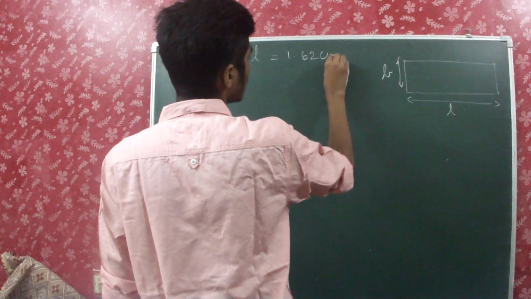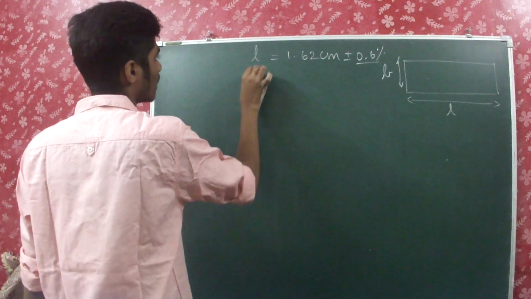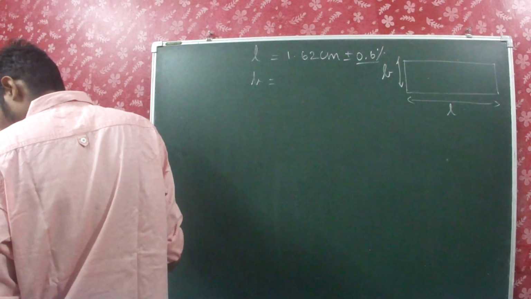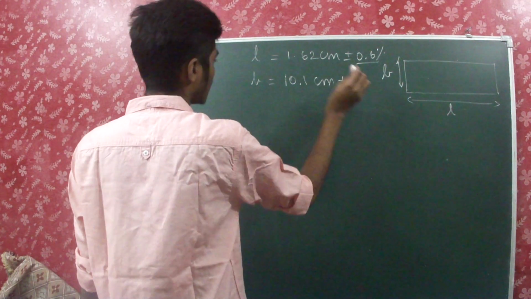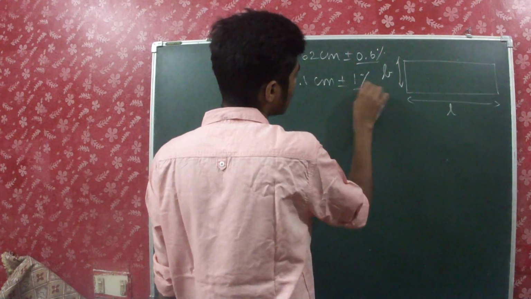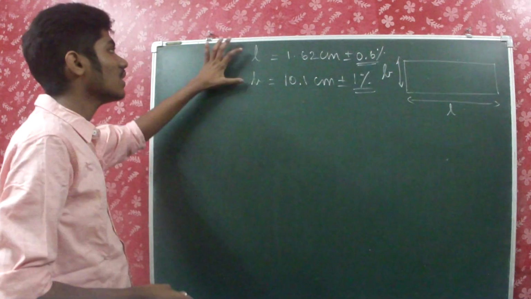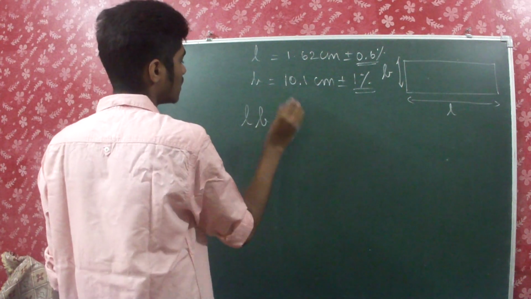plus or minus 0.6%. That is, this much amount of percentage error is there. And B is equal to 10.1 centimeter plus or minus 1%. That is, the error is 1% here. So these two are the length and width values. Now I am going to calculate LB. So how do you do that?